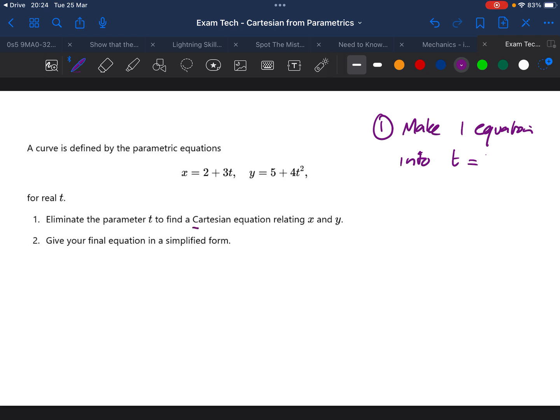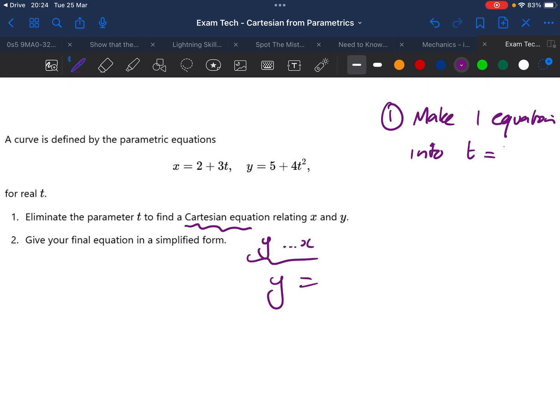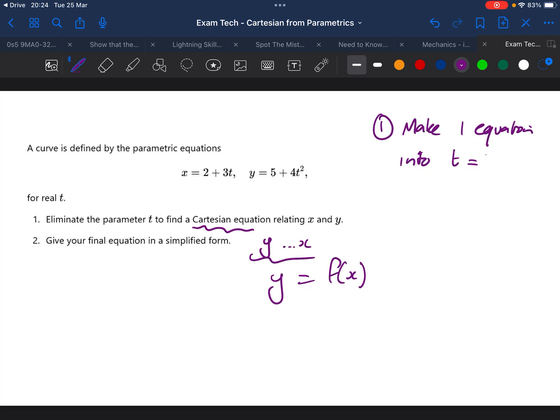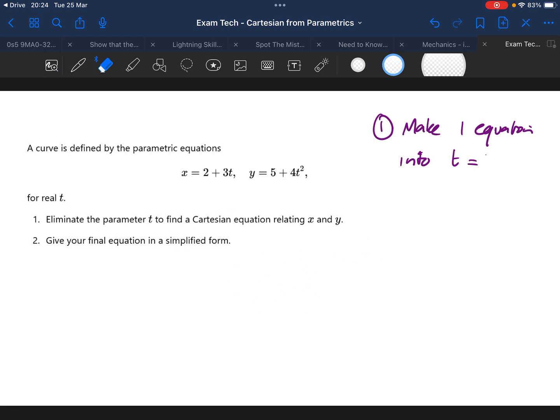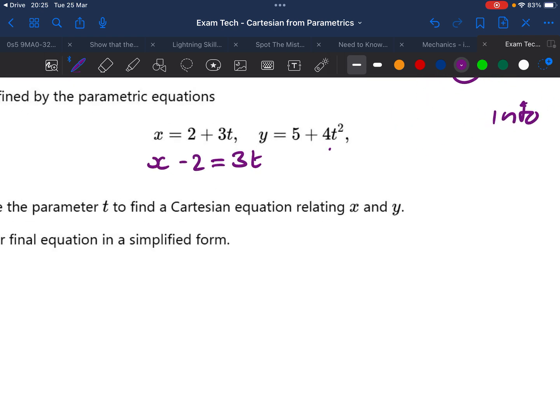Now, if it's Cartesian, all we have to do is have y's and x's, okay? It doesn't even necessarily need to be y equals, although if it is, they'll often say y equals f of x. That's how you know that they want you to get y on its own. So let's have a go, and let's just do whichever one seems slightly more convenient. The y is a bit more complicated, so I will actually do x minus 2 equals 3t, and we're going to just do (x minus 2) over 3 as our value of t.